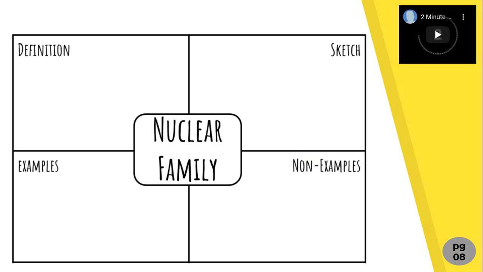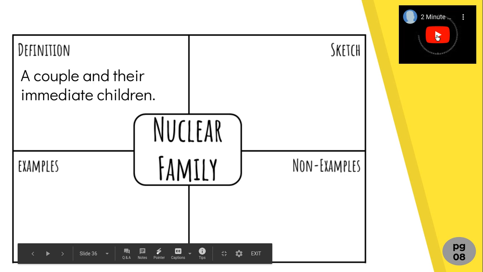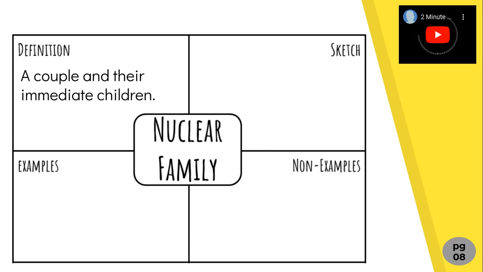So let's go ahead and get started on our Frayer model. First, we're going to start with the definition. In the definition square, you need to write down the definition of a nuclear family: a couple and their immediate children. Okay, so go ahead, write that down. So a nuclear family is a couple and their immediate children.